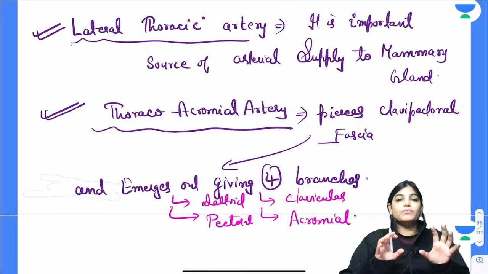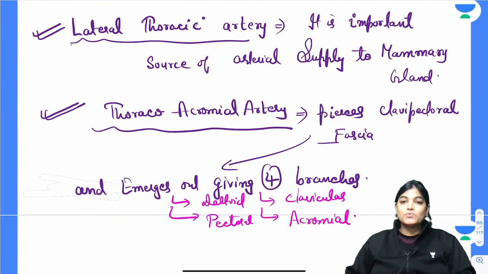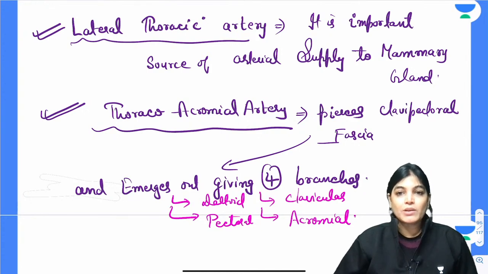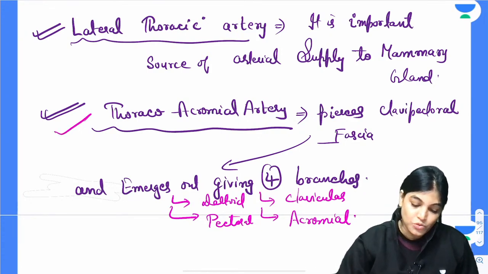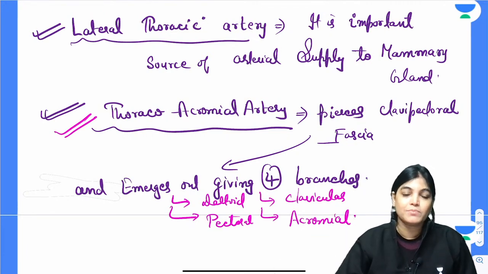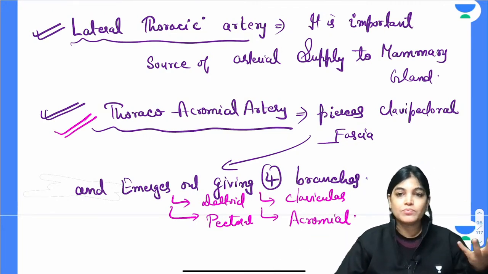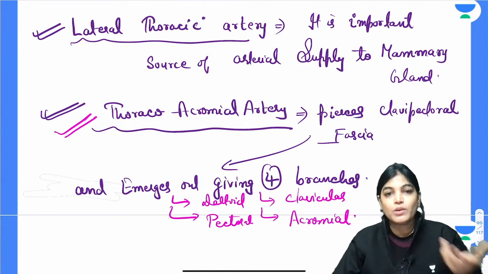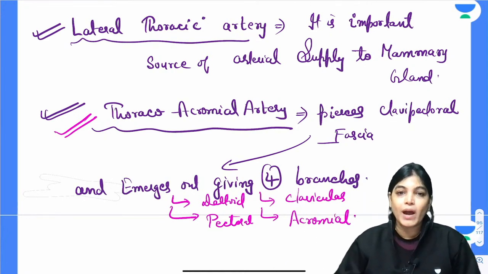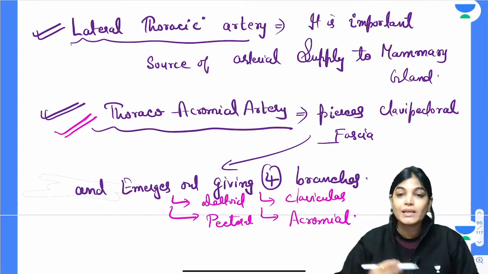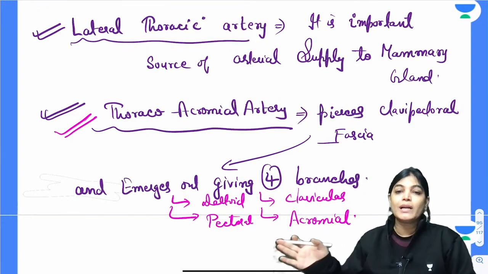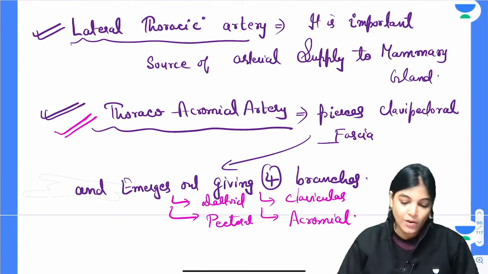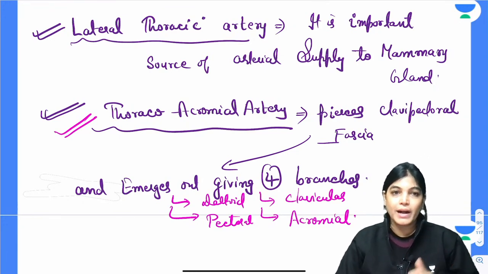These four branches are like the sprouting of flowers from the second part of axillary artery. The thoracoacromial artery is given at the superior border of pectoralis minor muscle, and after piercing the clavipectoral fascia, these four branches sprout out like a flower in four directions. The deltoid branch goes towards the deltoid, clavicular towards the clavicle, pectoral in the pectoral direction, and acromial towards the acromial process. Is it clear? Now let's move on to the third part of axillary artery.